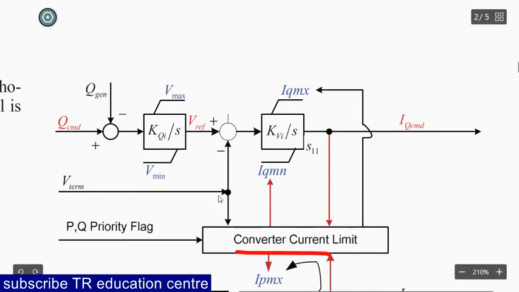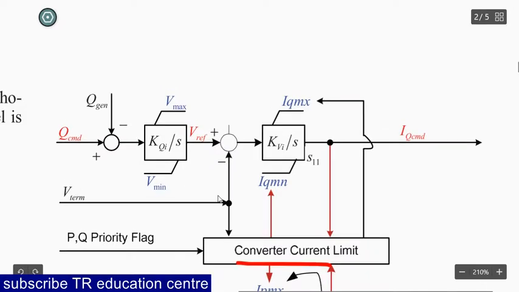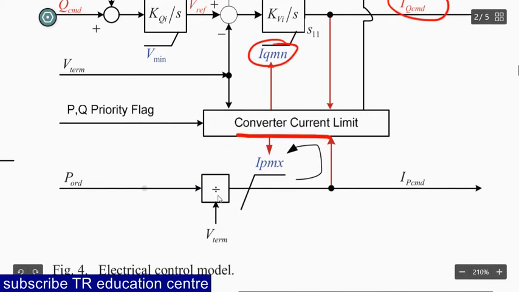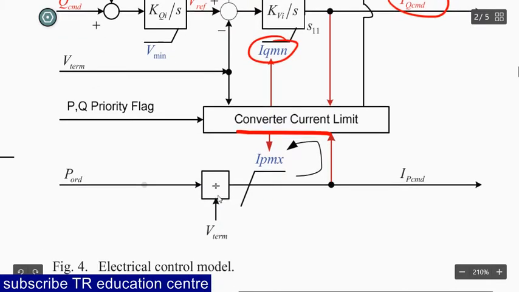So there we can control Q generation compared with V maximum and V minimum, and there is V reference generated. After that, IQ current is also generated, IQ maximum and IQ minimum, and then the IQ control signal is generated, then the converter current limit, PQ priority flag.